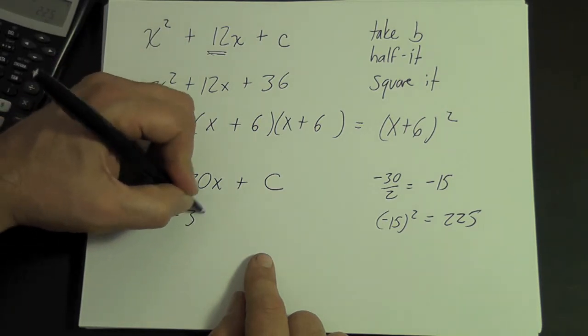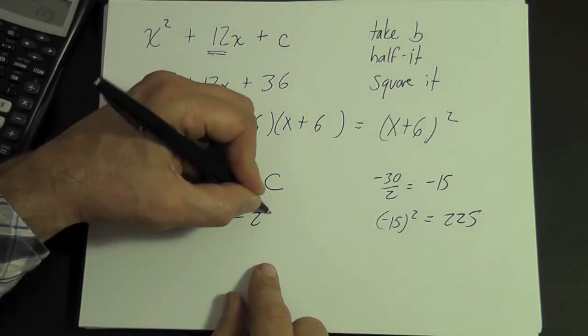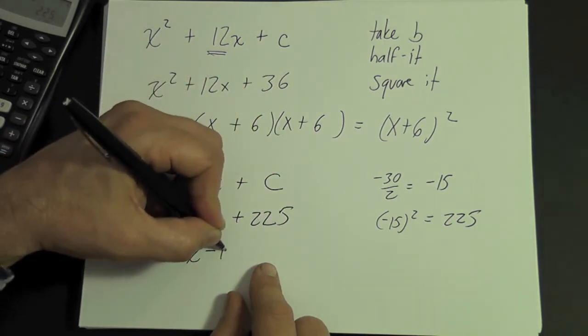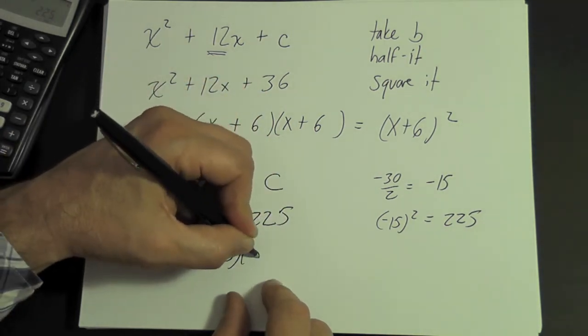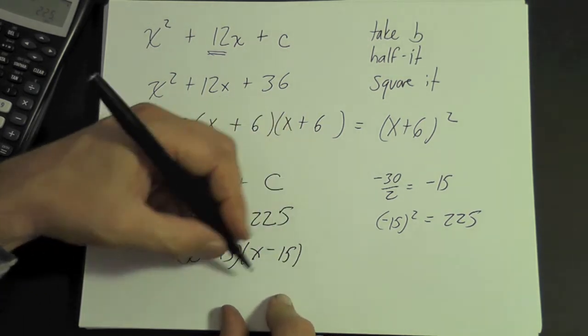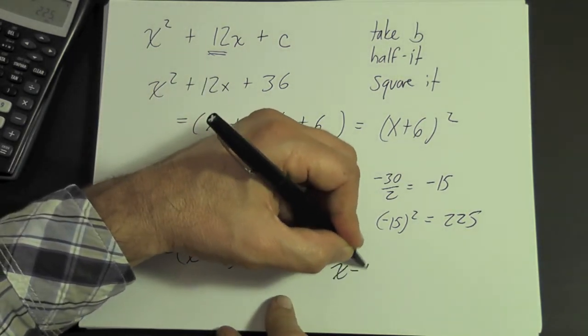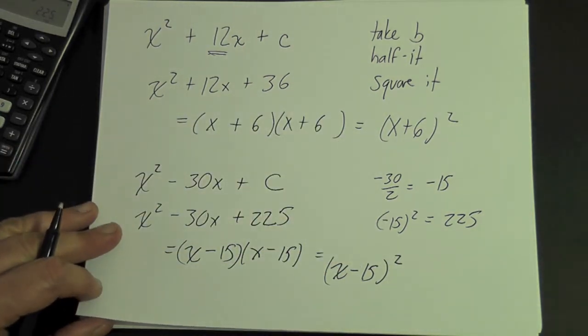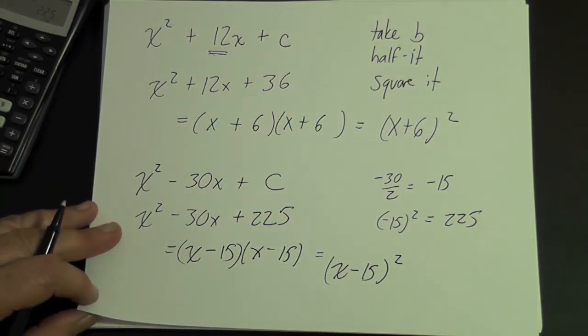X squared minus 30x, I'm sorry, plus 225 is going to be x minus 15 times x minus 15, or more conveniently, x minus 15 squared. And that's what a perfect square trinomial is.